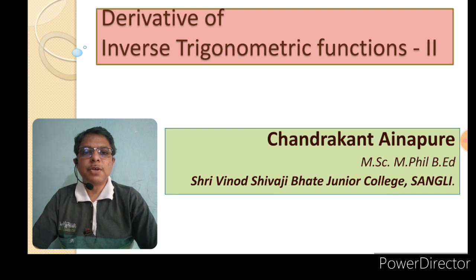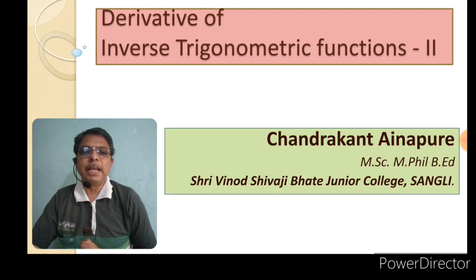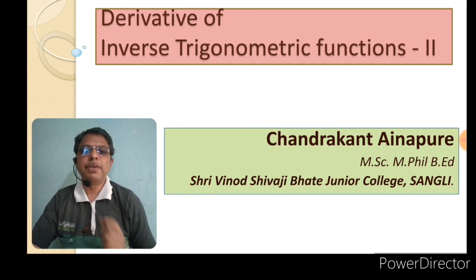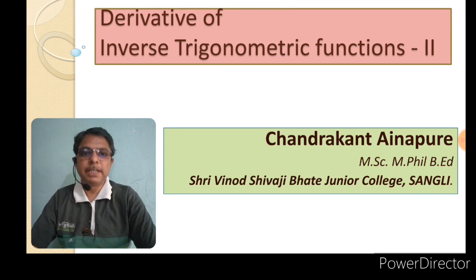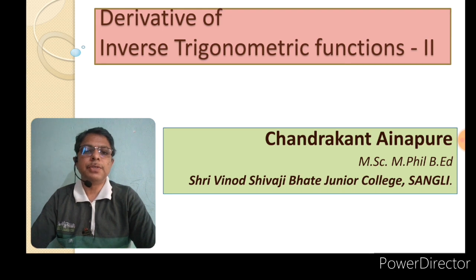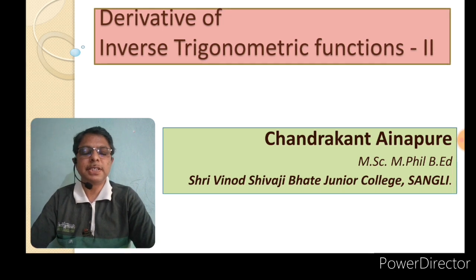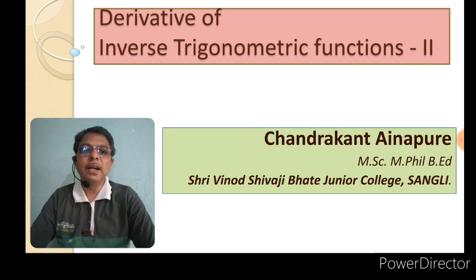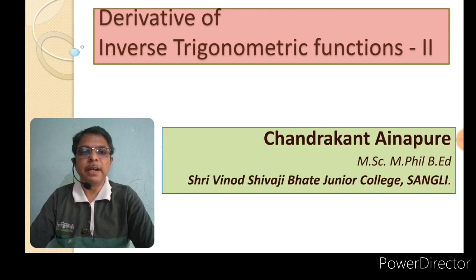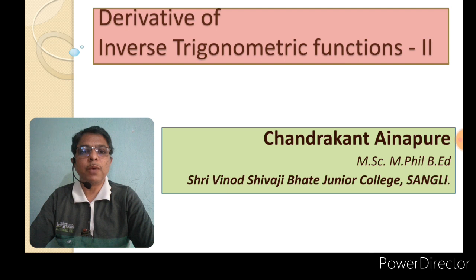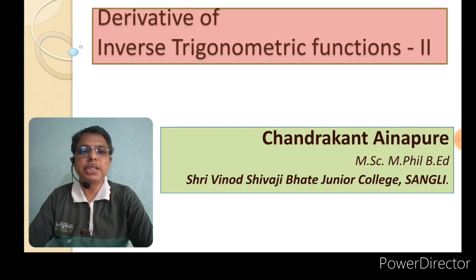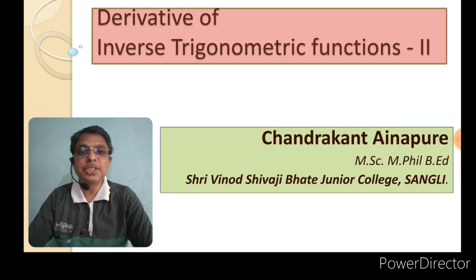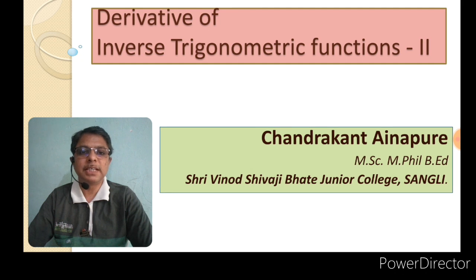So now let us go for the second part of derivative of inverse trigonometric functions. In the last video we have seen the derivative of sin inverse x and cos inverse x using the formula for derivative of inverse function, that is dy by dx is equal to 1 upon dx by dy, and we have obtained the derivative of sin inverse x is 1 upon root of 1 minus x square, and the derivative of cos inverse x is minus 1 upon root of 1 minus x square.